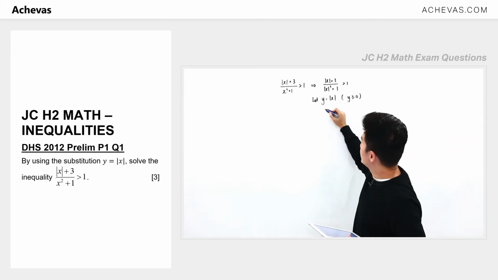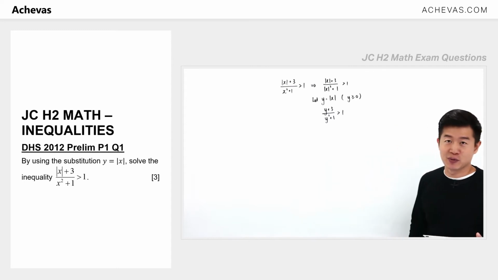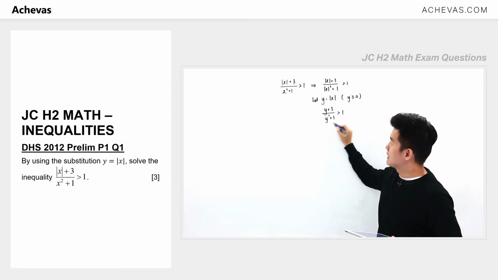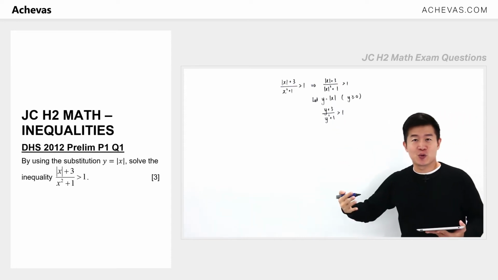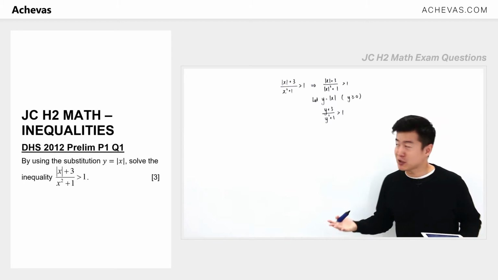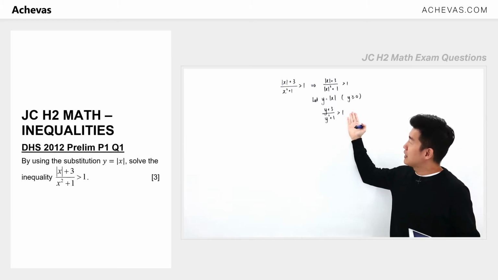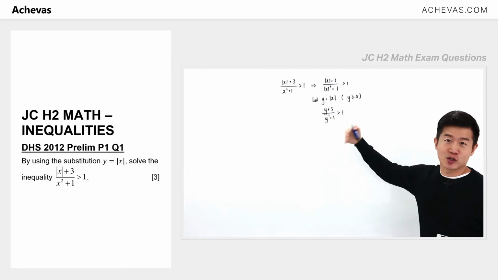So my inequality is now going to be y plus 3 divided by y squared plus 1 is bigger than 0. There's a little trick here. What we need to do is to be able to recognize that the denominator is always bigger than 0, then it will actually help us to create a slightly more efficient solution. Because if you don't recognize that this is strictly bigger than 0, another way to do it is to shift the 1 over to the left hand side and continue from there.